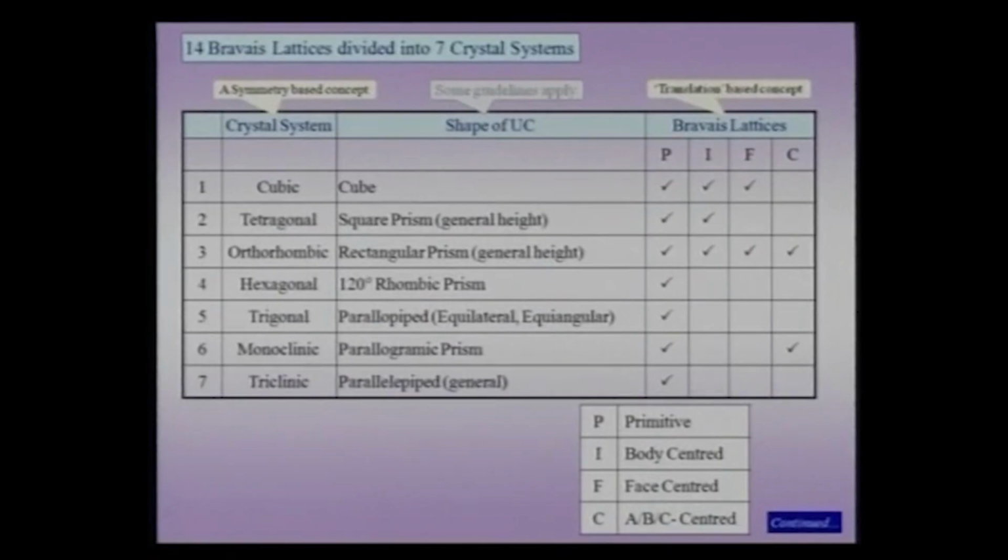So let us take up these 14 Bravais lattices as they are divided into the 7 crystal systems. We will return to this concept of a crystal system in a little more detail. Therefore, if any confusion exists, it would be clarified at a later point. So now we are basically trying to understand the lattices.